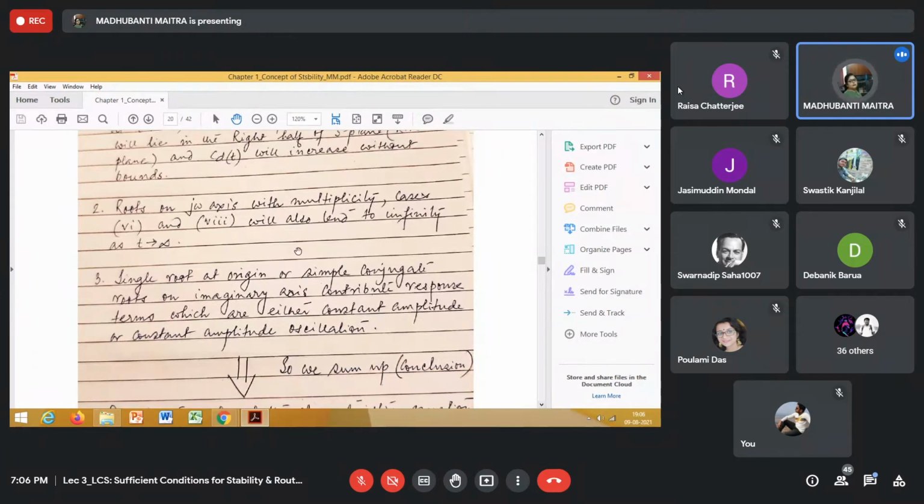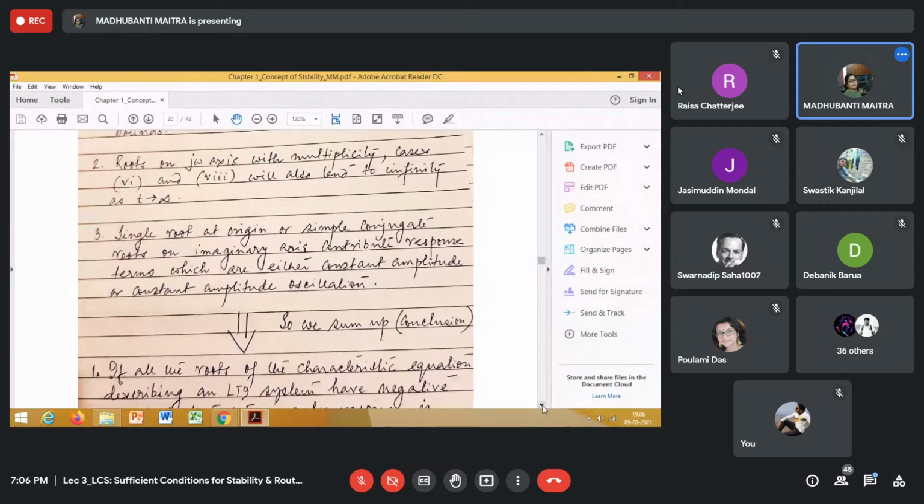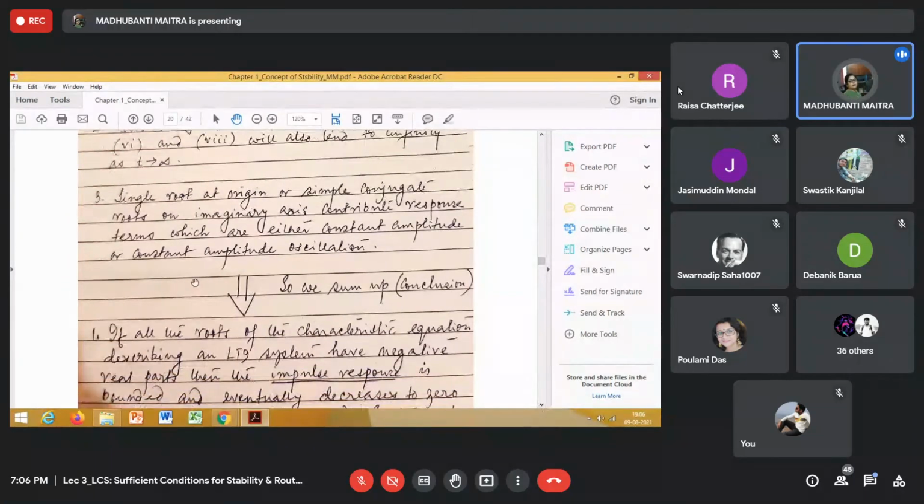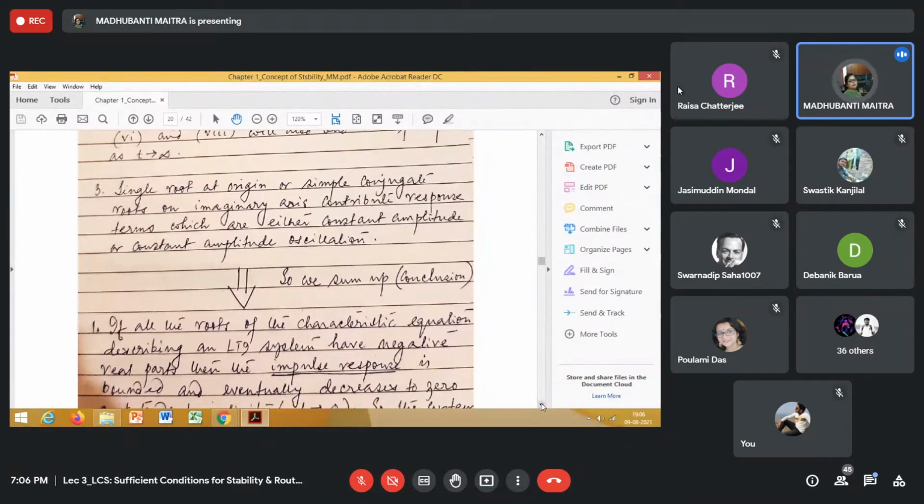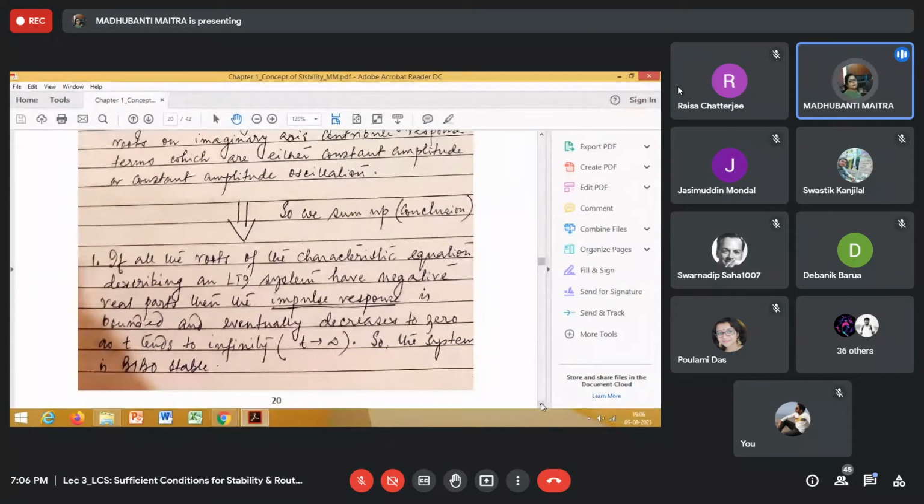And roots on the j omega axis with multiplicity: for these cases, the response term will tend towards infinity as t tends to infinity, and hence the system will be unstable. And a single root at origin or simple conjugate roots on the imaginary axis contribute response terms which are either constant amplitude or constant amplitude oscillations. So in that case, the system will be called a marginally or limitedly stable one.